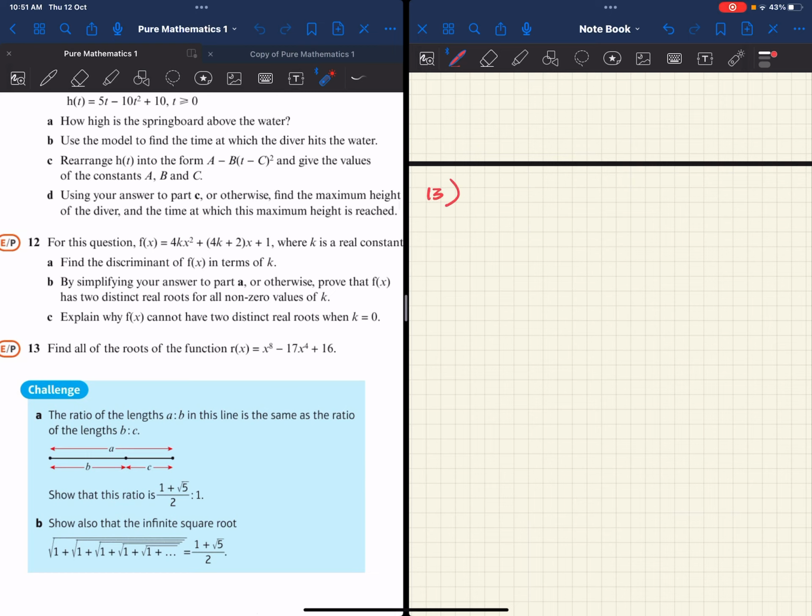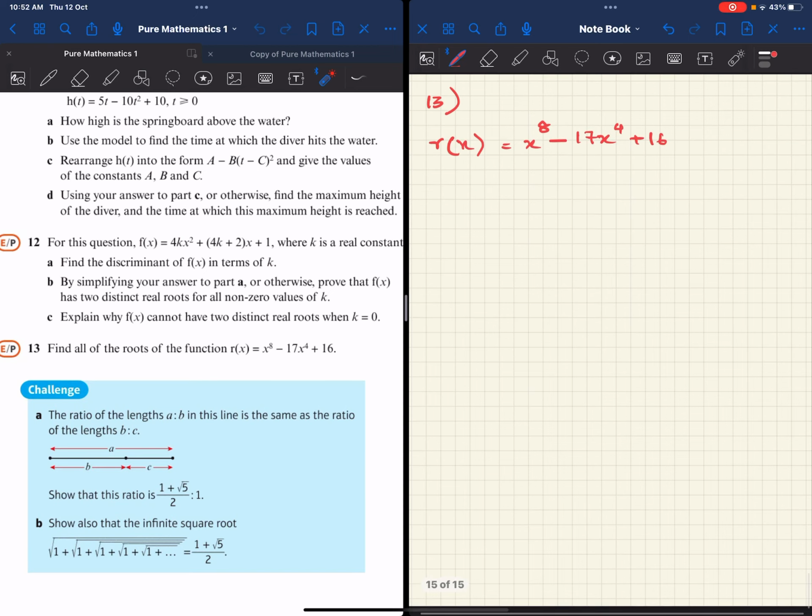Find all the roots of the function r of x is equal to x to the power of 8 minus 17x to the power of 4 plus 16. Now here we will use substitution. We will substitute x to the power of 4 as y. Now x to the power of 8 can also be written as x to the power of 4, the whole squared, minus 17 into x to the power of 4 plus 16. So both these can be substituted with a variable y. So I have y squared minus 17y plus 16.